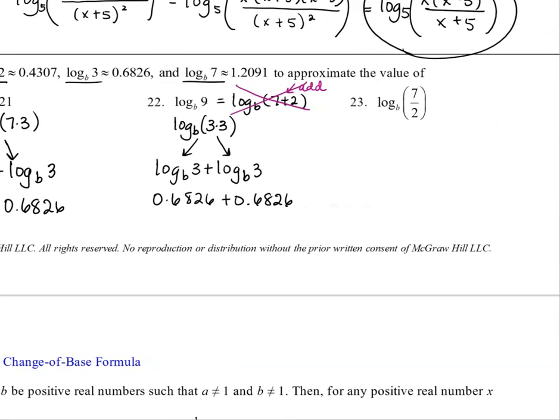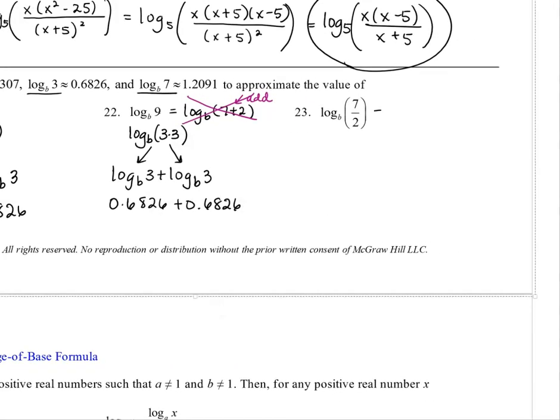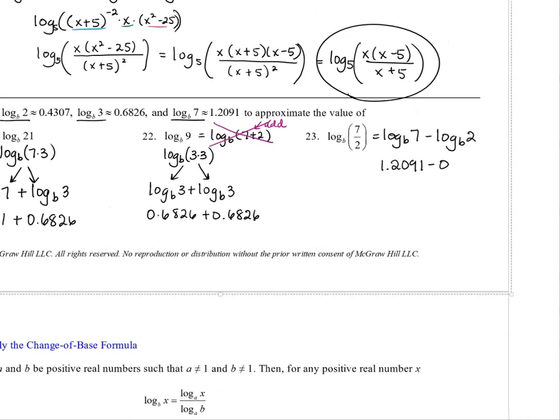And then in number 23, we simply need to apply the quotient rule, and we take our answer for log base b of 7, and we subtract our answer that we were given for log base b of 2.